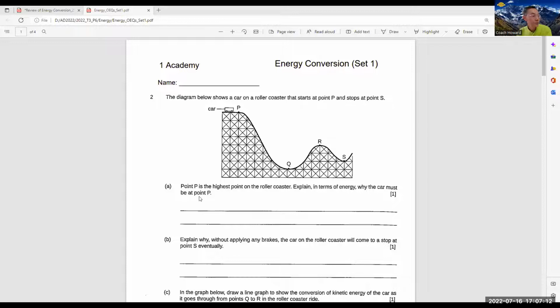Let's continue. So they say the point P, right, is the highest position. Okay, the highest point. So you can take note of this, the highest. Explain in terms of energy why the car must be at point P. Okay, at this part. Because they need to negotiate all these points, parts Q, R, and S. Okay, because they say they will stop at point S. So this is the part where it stops. So for this question, you need to explain why the car must be at this position using energy conversion. Okay, I'll give you some time to think through. And then I'll explain it shortly.